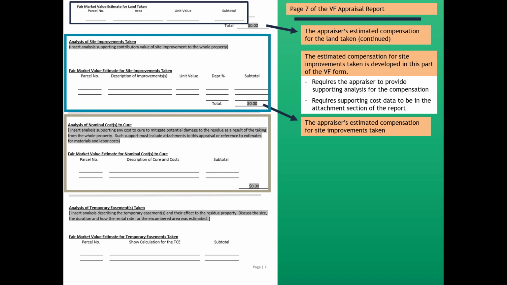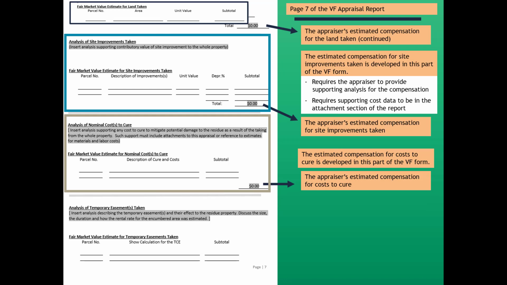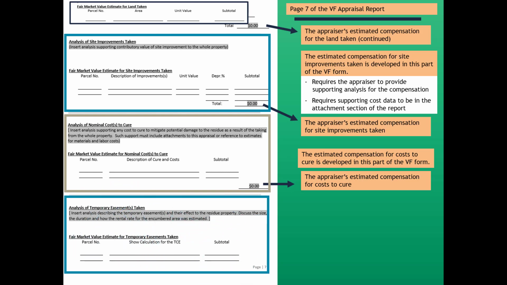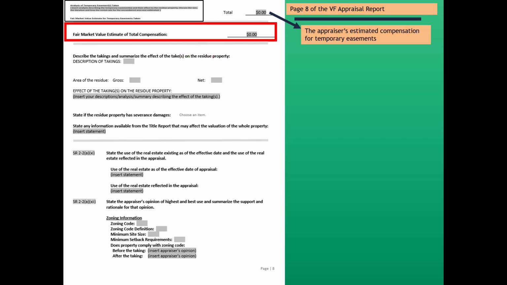The next area is analysis of the nominal cost to cure. And at the end of that analysis, the appraiser estimates compensation for any cost to cure, which is followed by an analysis of any temporary easements taken. We're now on page 8. The very top of that bleeds over from page 7, which is the conclusion of the temporary easement analysis. And the appraiser states the estimated compensation for any temporaries. And at the end of all that is the fair market value estimate of total compensation.